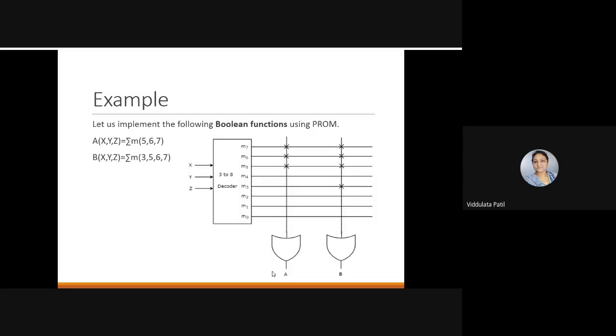So again, you must be knowing that there are two different types of functions, that is the SOP, sum of product, or product of sum, that is a POS. Okay. But we usually use SOP function, so we are implementing this using this PLD. Okay. So all of you got this.